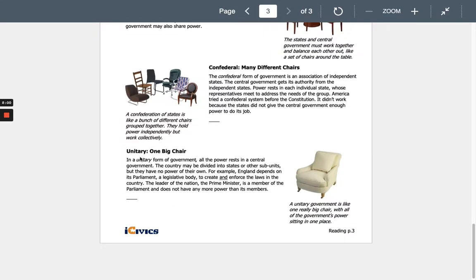Unitary, one big chair. In a unitary form of government, all the power rests in a central government. The country may be divided into states or other subunits, but they have no power of their own. For example, England depends on its parliament, a legislative body, to create and enforce the laws in the country. The leader of the nation, the prime minister, is a member of the parliament and does not have any more power than its members. A unitary government is like one really big chair, with all of the government's power sitting in one place. This concludes the reading.